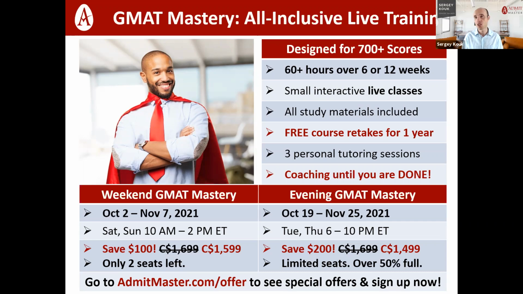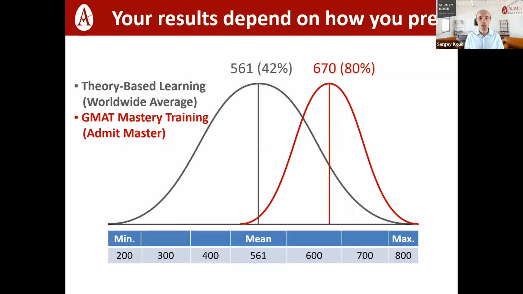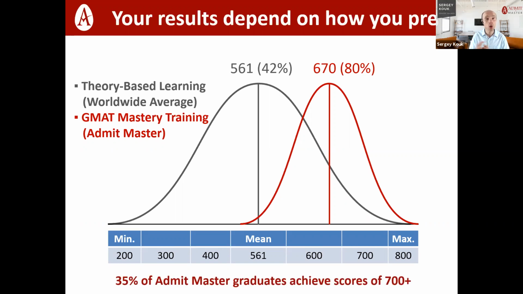So what we noticed is that people who really take the time to learn these strategies, they will do much better on the GMAT. Now, the average score of our students is 670. The average score worldwide is 560. It's because most people in the world are learning theory. But if you want to do well, you've got to learn the strategies, you've got to be committed. Because look, 35% of our graduates achieve scores of 700 or more. We'd love for more people to do that, but guess what? Not everybody needs a 700.